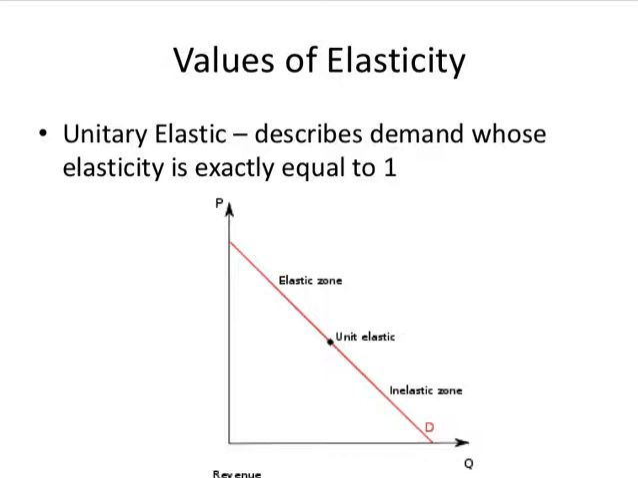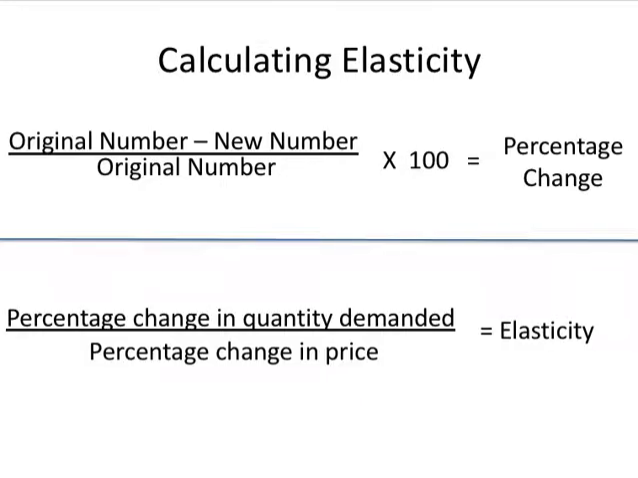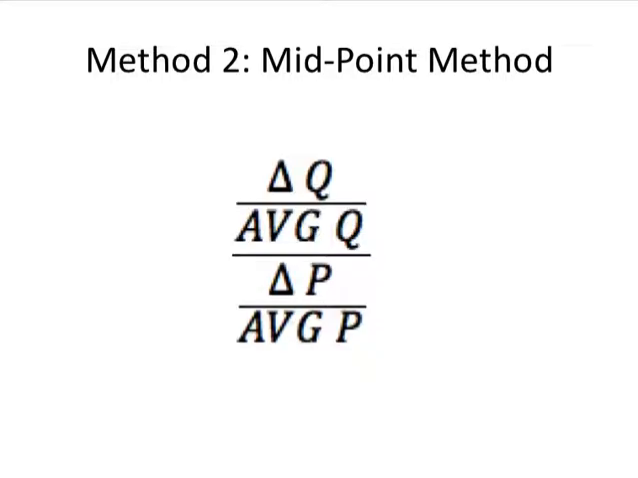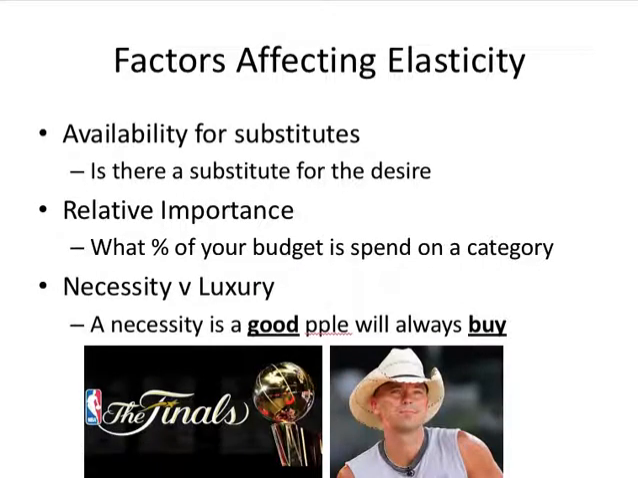And then we have something called unitary elastic. This is where, if we put it on a curve, this would be exactly in the middle. And when we do the calculation, we would get the number 1. This means it's a 50-50. It could go either way. So, unitary elastic. These different methods we'll be sharing later.